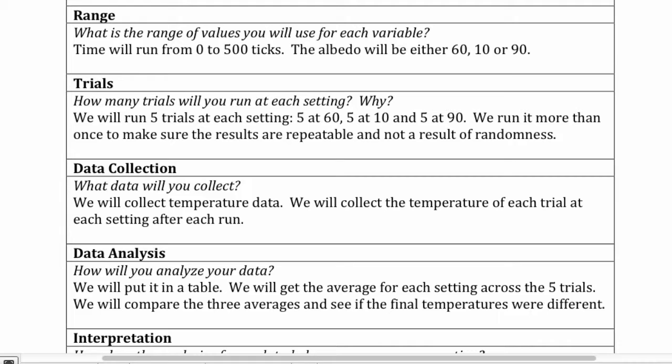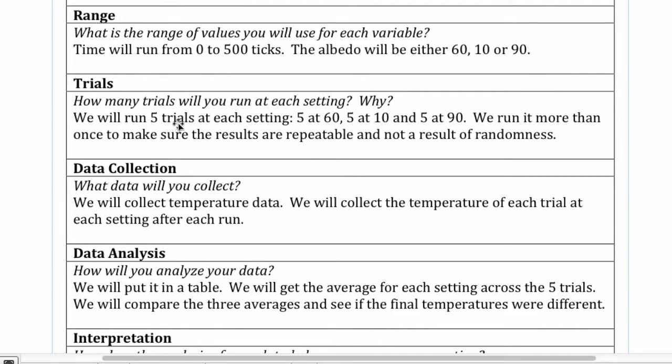Another important question is how many trials you'll run at each setting. A trial is running through something once, and then having multiple trials means doing the exact same thing multiple times. The reason to do this is to make sure our results are repeatable and not just a result of randomness. Since there is randomness in our model, it's very important that we run multiple trials.